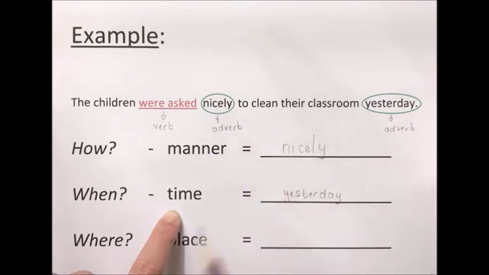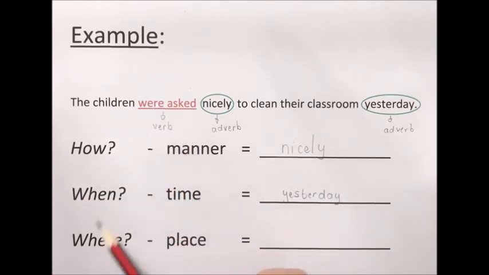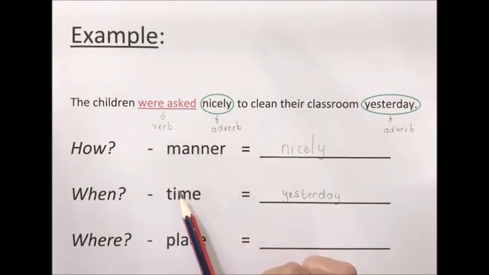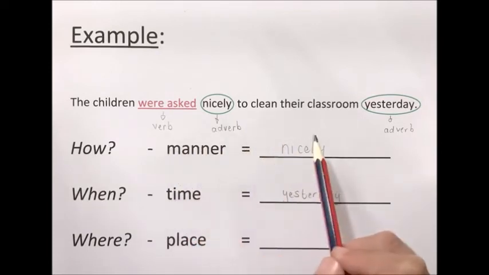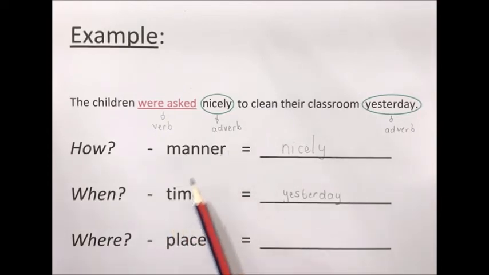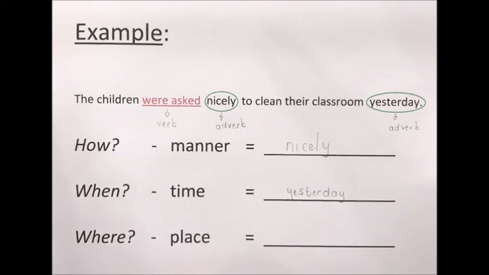You can circle these 2 adverbs in color and then write underneath them adverb. Let's go back to the verb, were asked. Where were the children asked? You cannot answer the question for where. They were asked to clean their classroom, but they were not asked inside the classroom. So be careful. They were not asked inside the classroom. They were asked to clean the classroom. They did not specify where these children were asked. So there is no example for place.